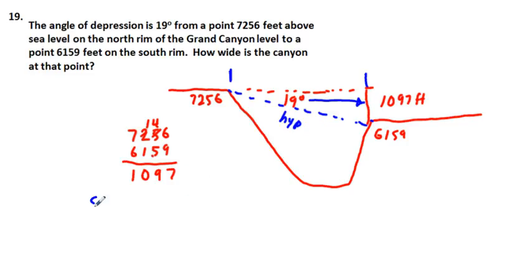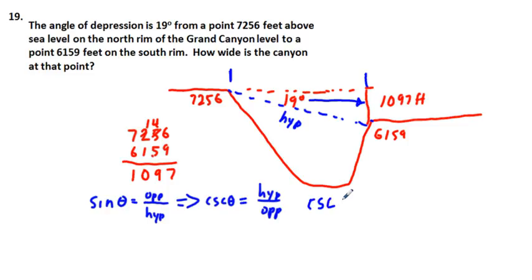But the sine of theta is equal to opposite over hypotenuse. Well, in this case, the cosecant of theta is equal to hypotenuse over opposite side. And we're going to want to use the cosecant. Why? Because our hypotenuse is really our unknown. So we will say the cosecant of 19 degrees is equal to our hypotenuse, which is the width of our canyon, over this opposite side, which is 1,097 feet.